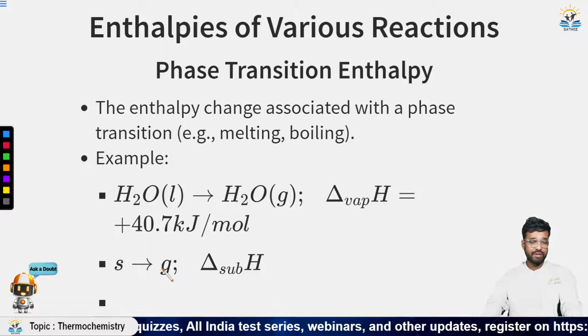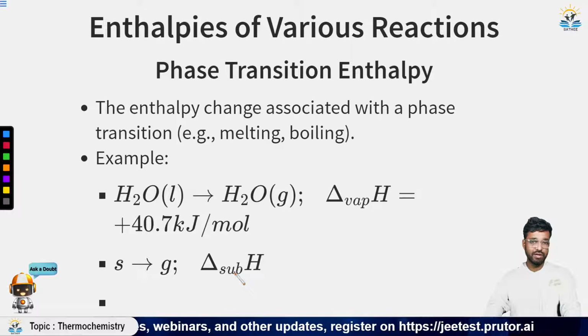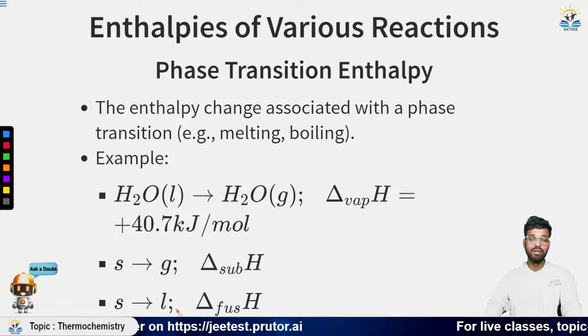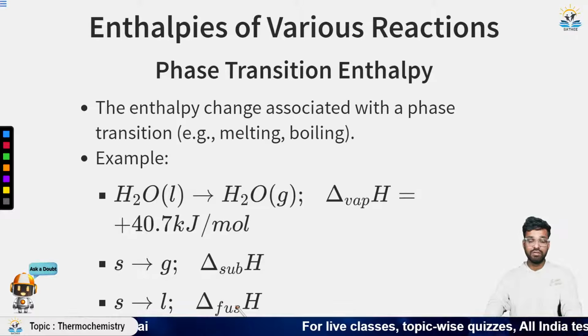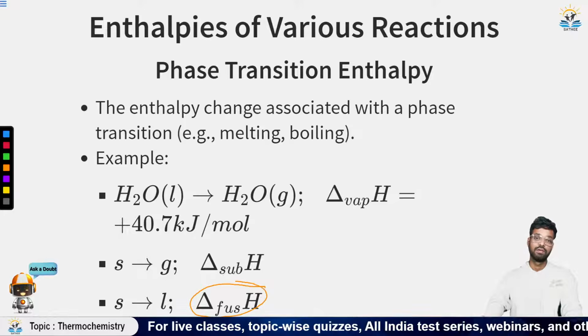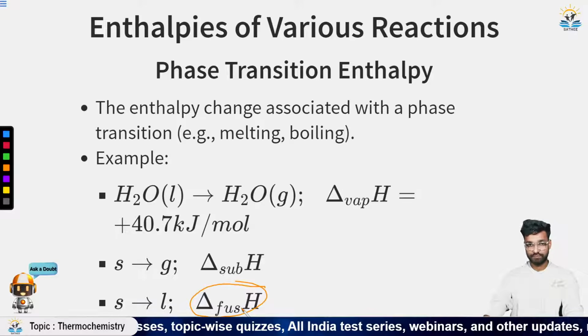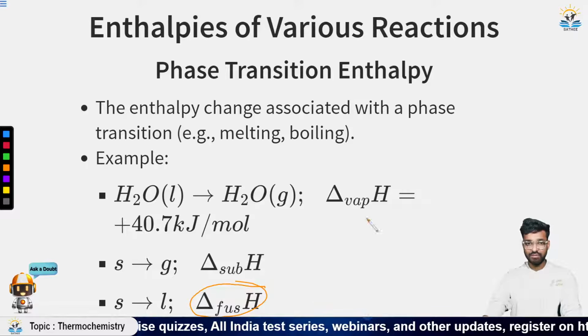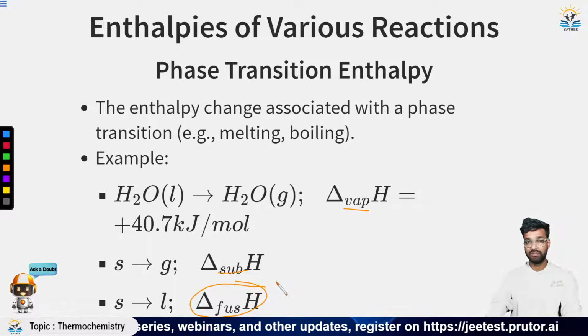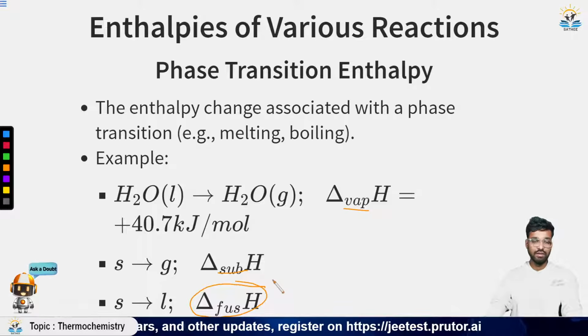Similarly, if we are converting from solid to gas, that is we are doing sublimation, then we call it delta sub H, that is the enthalpy of sublimation. Next we have solid to liquid, that is we are converting solid into liquid, so it will be fusion. So it is delta fusion H. So these are the various kinds of phase transition enthalpies. Okay.